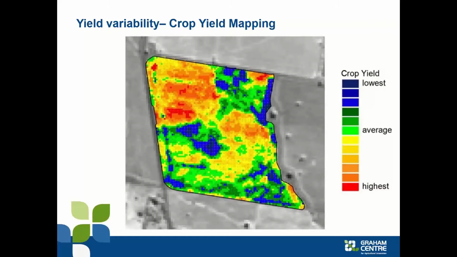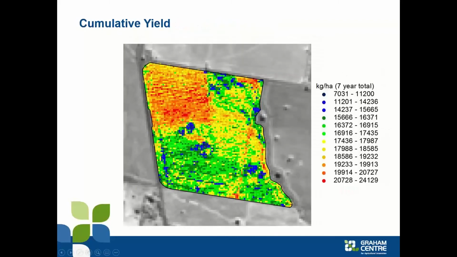And so it can actually be useful to take multiple years of information, and if we can stack that up over years and years, we can generate a map that says, in this instance, over 7 years, this red zone in the paddock in the northwest corner has removed up to 24 tonnes of grain, and these blue areas over 7 years have produced as little as 7 tonnes of grain per hectare.